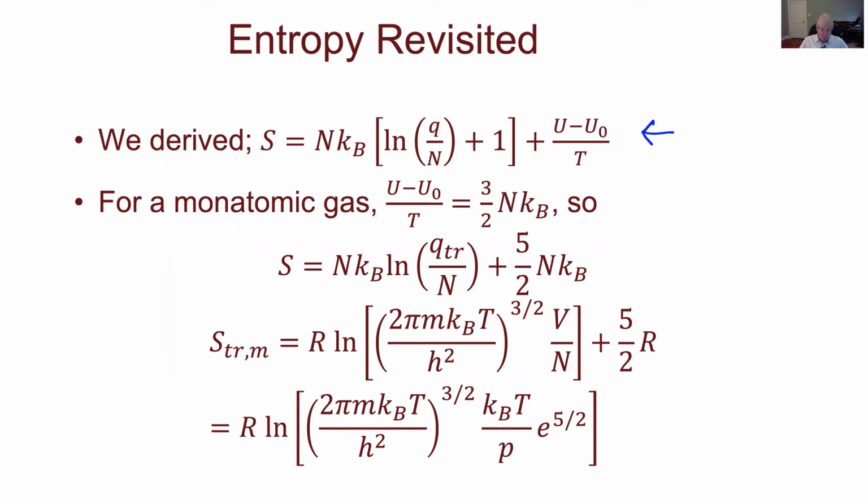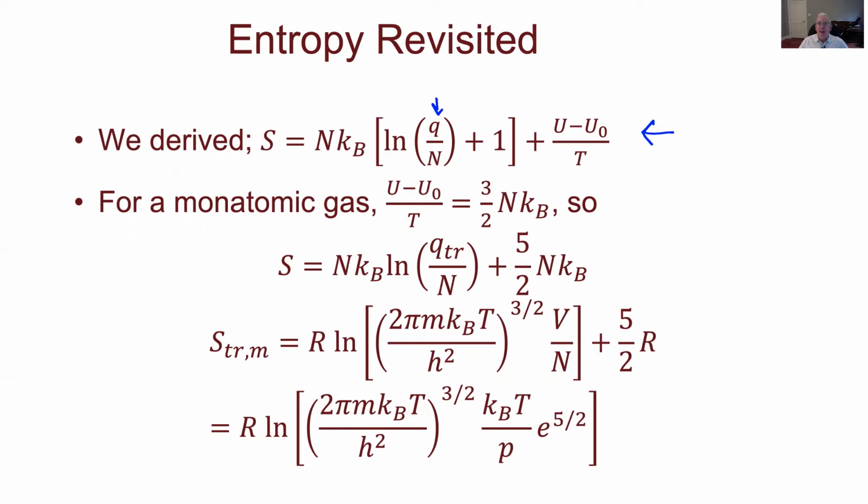So we've got the partition function in here, that's Q, N is our number of particles. That last term, U minus U0 over T, that's the internal energy divided by the temperature. If we have a monatomic gas, think an ideal gas model, then the internal energy is only from translation, and that means it would be 3/2 NkT for the U minus U0 part. Divide that by T, and we get 3/2 Nk.